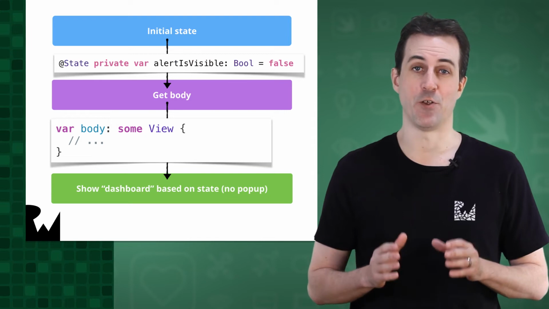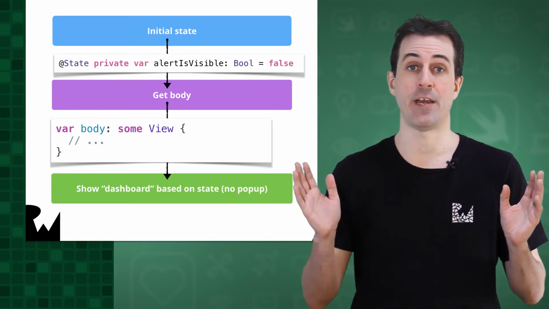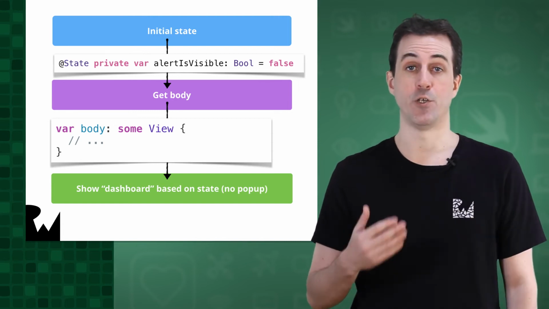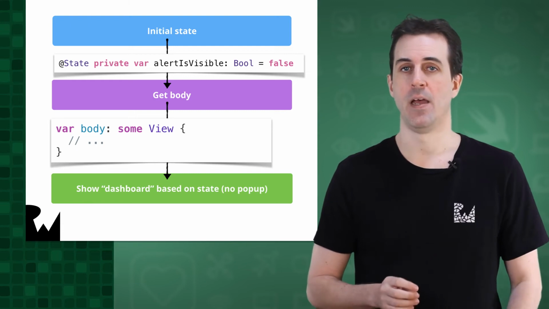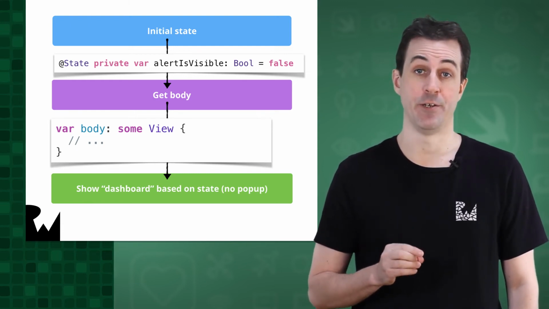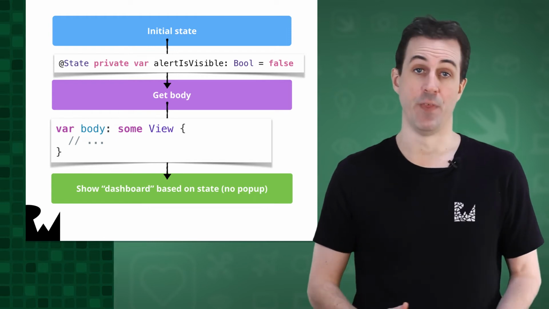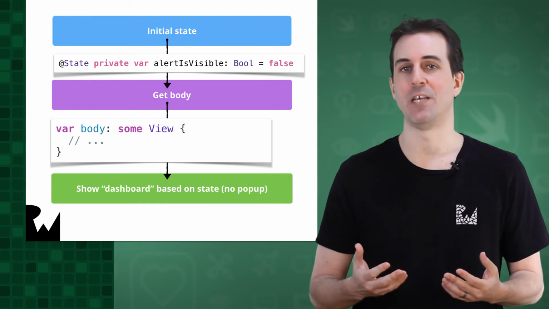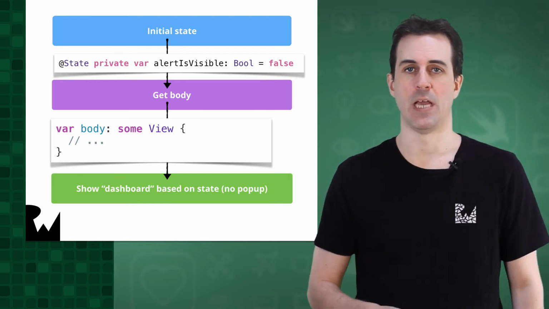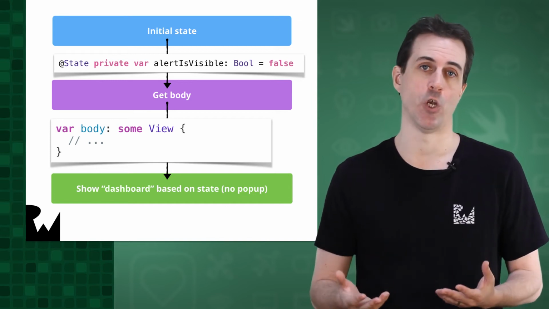Remember that in SwiftUI, you're forced to develop your apps in such a way so that your user interface and your state are always consistent. To do this, you keep track of your app state using variables marked with @state. Each state variable will have an initial value. For example, we set alert is visible to false. Then, when the app starts up, iOS calls body to get a dashboard based on the current app state. For example, currently the app body returns the basic bullseye user interface but doesn't show a pop-up.